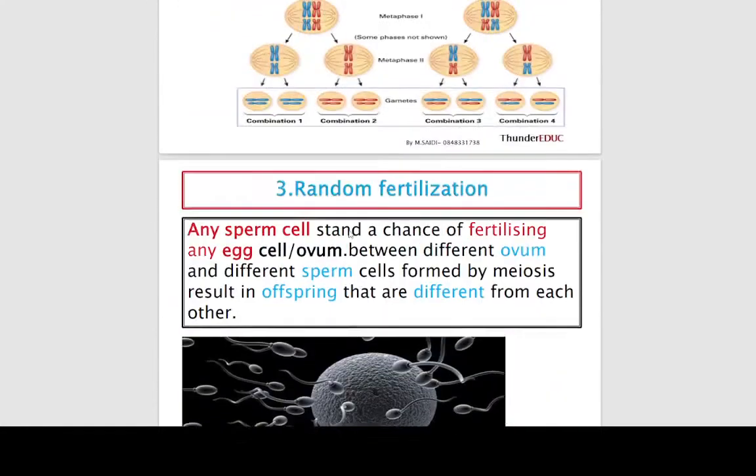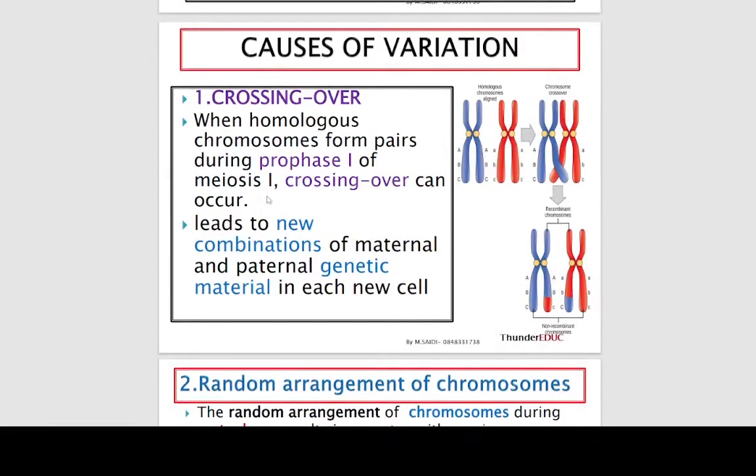But the major ones are, number 1, crossing over. When homologous chromosomes form pairs during prophase 1 of meiosis, crossover occurs. And this leads to a new combination of maternal and paternal genetic material in each cell. You see, they have created a new genetic combination. And if a new genetic combination has taken place, as you see here, before and then after, then it means that the organisms are going to be different.